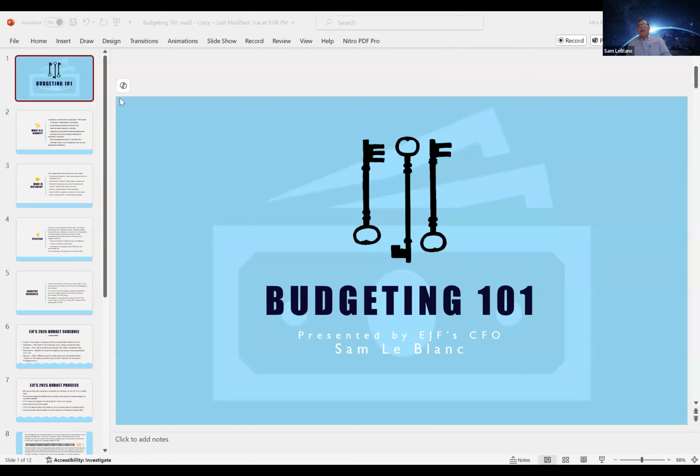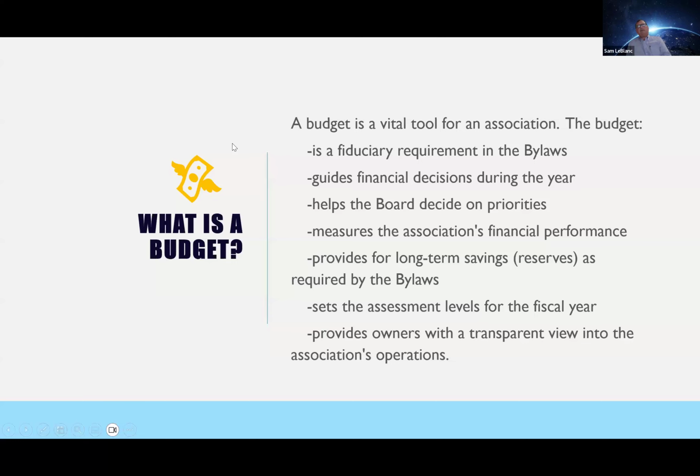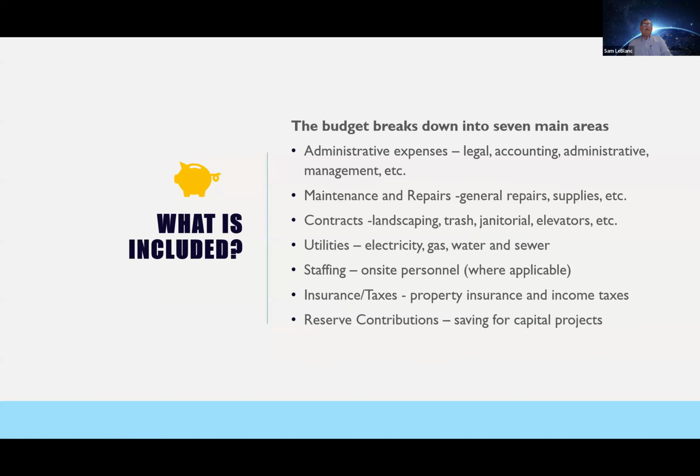We all know that armchair quarterbacks who want to come in at the last minute, who have never looked at the budget, and claim you're spending money incorrectly, doesn't do any good. If all owners paid attention and looked at the budget and tried to understand it, it probably would help some of our associations run a lot better. So for all these reasons, a budget is a vital tool for the association and a requirement for boards to do.